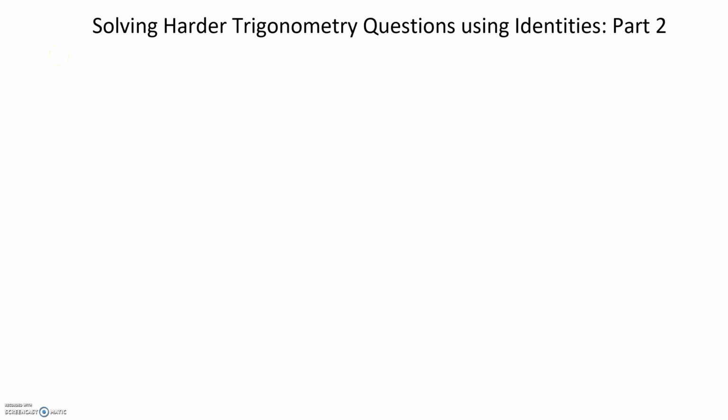Welcome back to part 2 of solving hard trigonometry questions using identities. Today we're going to look at actually using the identities to simplify the equations to get them into forms that we had from our previous part 1 session, either the quadratic trigonometric forms or factorizable trigonometric forms. To do this, we're going to need to make sure we have good knowledge of the identities that we are going to be using to help us.